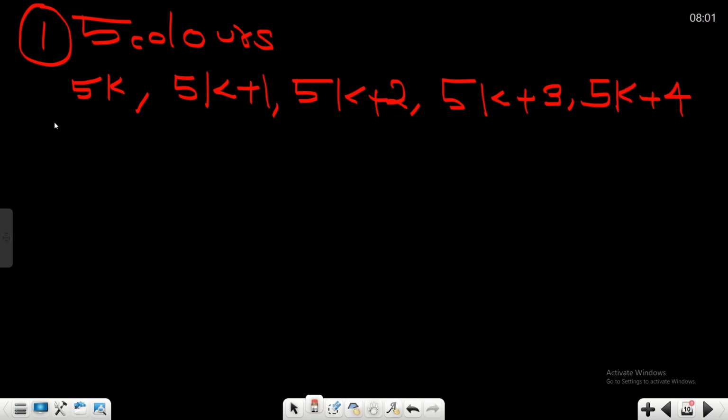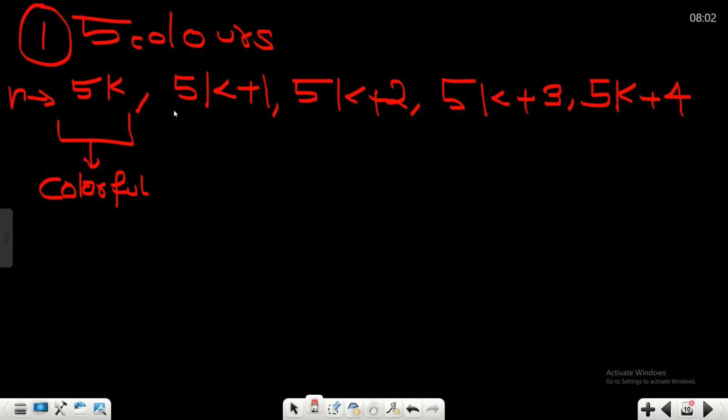Now if n is in the form of 5k, then all vertices will be colorful. If you take 5 colors, then it will be a colorful one. Whether you have 5 vertices or 10, 15, 20, they will be colorful. So if n is in the form of 5k, then it will always be colorful, if you pick 5 colors.